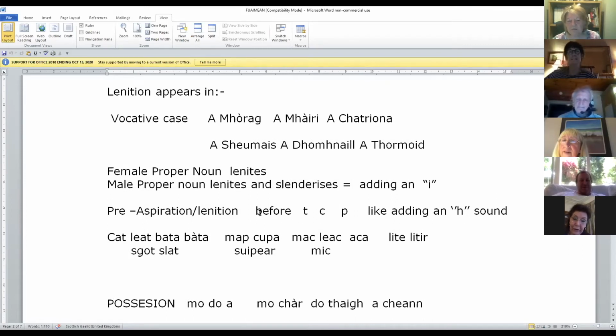Pre-aspiration or lenition comes before T, C, P, like adding an itch sound. So you've got here a series of example words with the pre-aspirated sound.